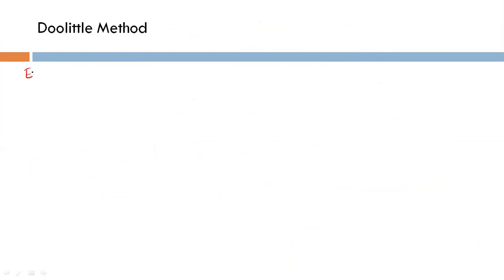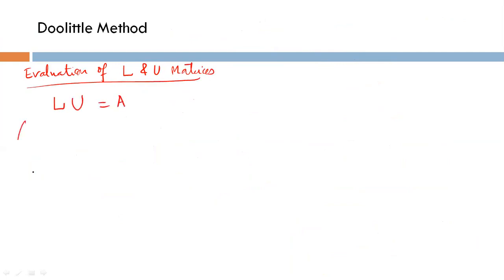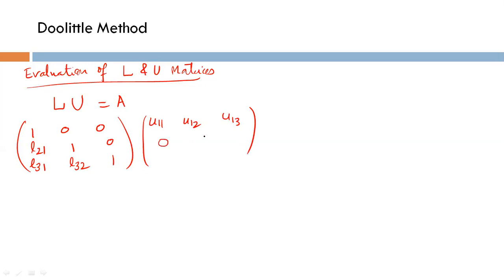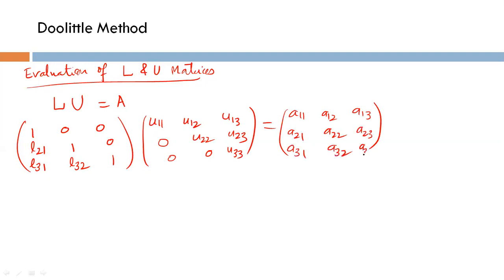Evaluation of L and U matrices. We know that L into U is equal to A. Now you put the value of L here: 1 0 0, L21 1 0, L31 L32 1, and U is U11 U12 U13, 0 U22 U23, 0 0 U33, is equal to the matrix A11 A12 A13, A21 A22 A23, A31 A32 A33.